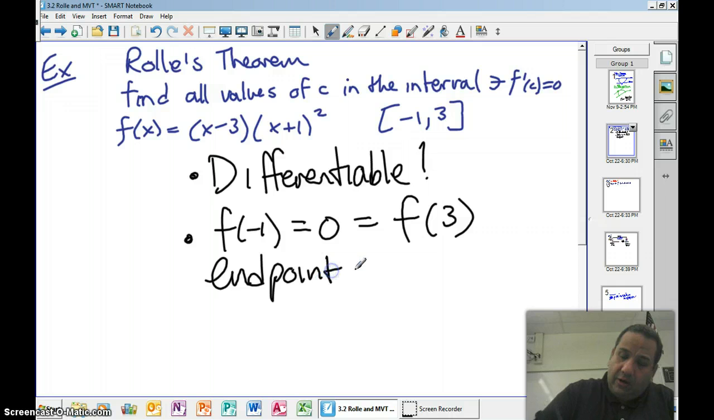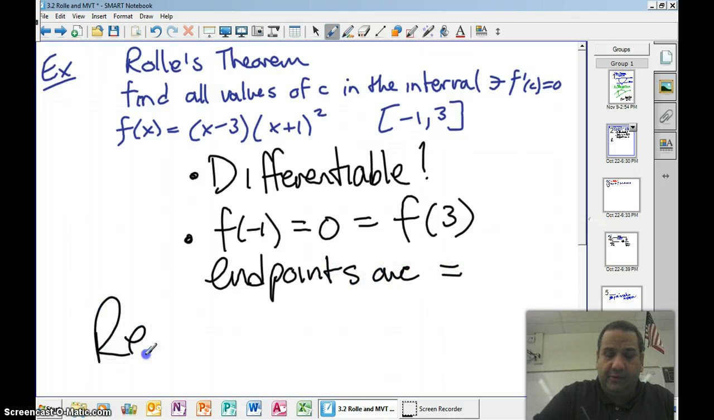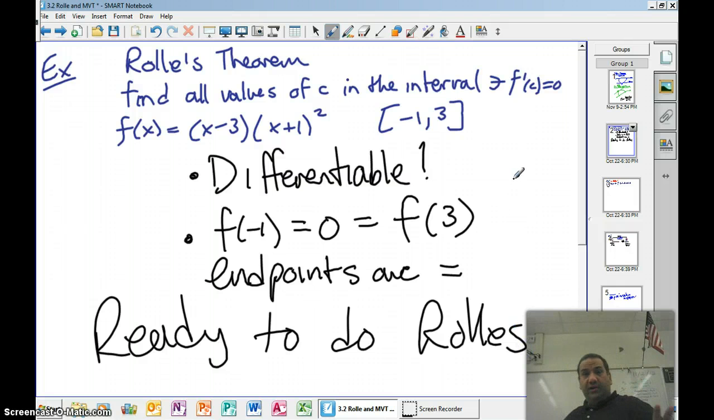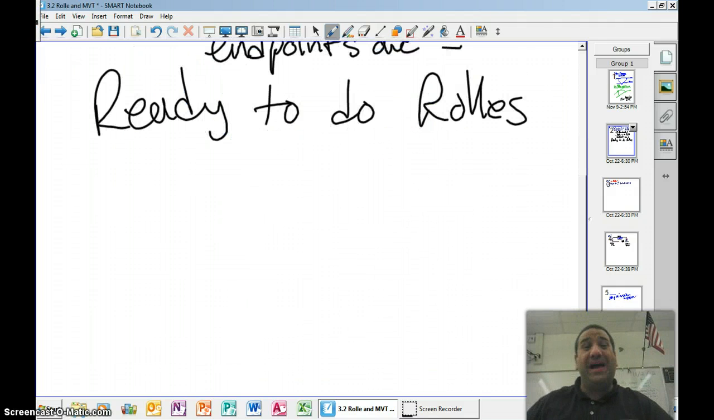Endpoints are equal. We are ready to do Rolle's. If one of these guys failed, no Rolle's theorem. Can't do it. So we need it differentiable, and you need the endpoints to be the same. So now watch the math.